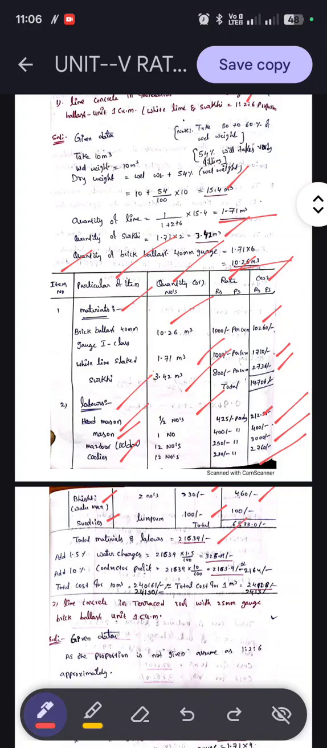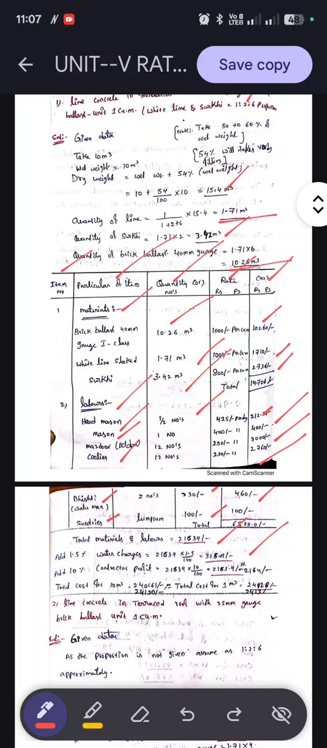The total amount is 21,639 rupees. Now add 1.5% for water charges, so 21,639 into 1.5 divided by 100. Now the value is 325 rupees. Next, add 10% contractor profit. For every work the contractor profit is given, so that's why we add 10% contractor profit. So 21,639 into 10 divided by 100. Now the value is 2163.9 rupees.